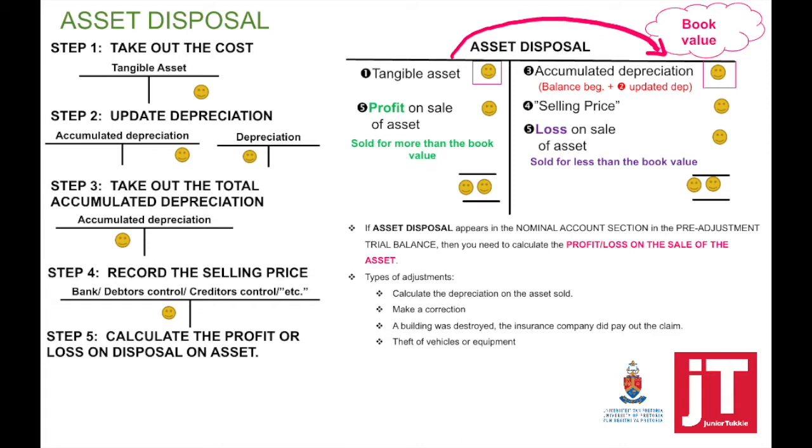Step number 5, calculate the profit or loss on disposal of asset. So when we look now at the asset disposal account, cost minus accumulated depreciation equals the book value. If I sold it for more than the book value, it means that we made a profit on the disposal of the asset. If I sold it for less than the book value, it means that we made a loss on the disposal of the asset. Now, just a reminder, asset disposal is an account opened and closed on the day of the transaction. The profit or the loss on the sale of the asset will appear in your income statement. The book value will always appear in the tangible asset note.